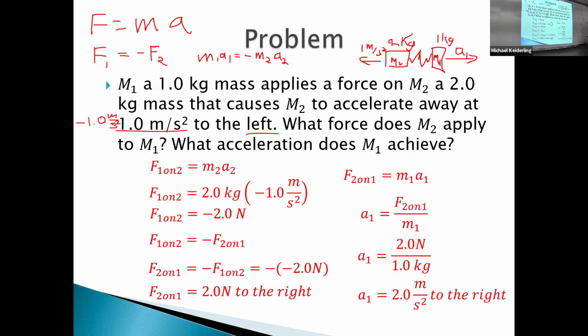Just remember, forces come in pairs. If you push on something, it pushes back on you with an equal and opposite force. And the same is true if you pull on something, it pulls back on you with an equal and opposite force.